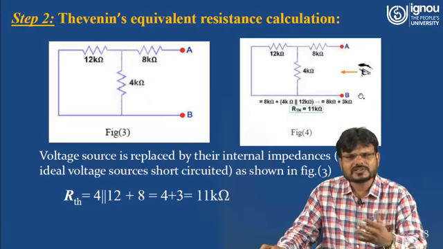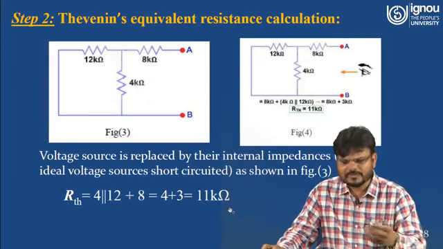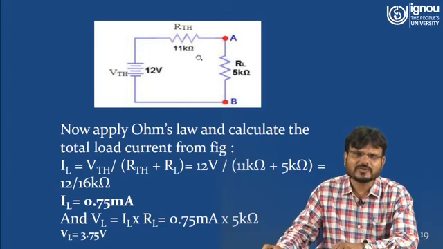So the equivalent resistance looking from terminals A and B, or you can say the Thevenin resistance, is 11 kilo ohm. So you have calculated the Thevenin voltage, that is 12 volts, and you have also calculated the Thevenin resistance, 11 kilo ohm. Just connect this RTH in series with the Thevenin voltage, and the resistance that you replaced, that is the load resistance 5 kilo ohm, you connect here. Here you can see now this RTH is in series with the 5 kilo ohm.